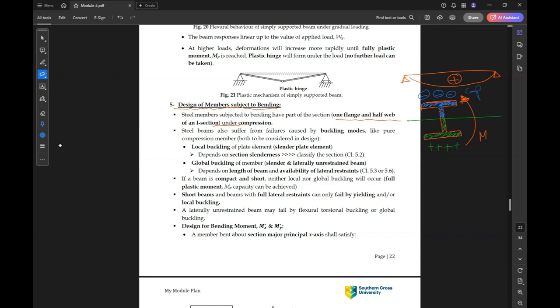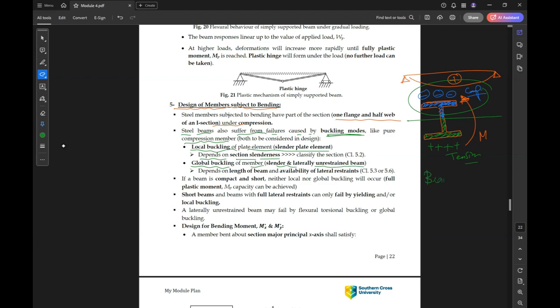Okay, so for bending, we have tension and compression at the same time on the section. Steel beams also suffer from failures caused by buckling modes. Due to the top part being under compression, it has the same buckling problems as a pure compression member. So we have local buckling of plates, depending on section slenderness, and also global buckling of the member due to slenderness and a laterally unrestrained beam.